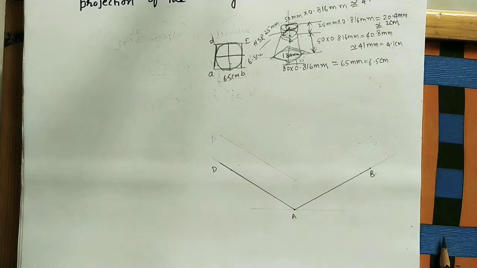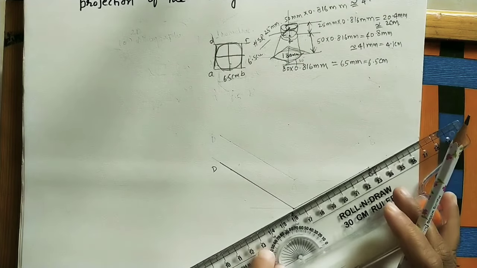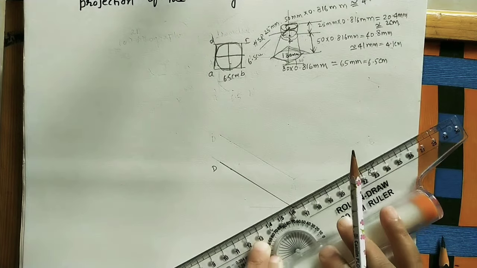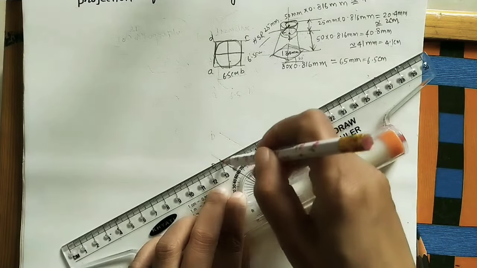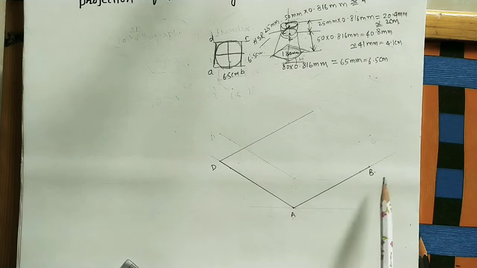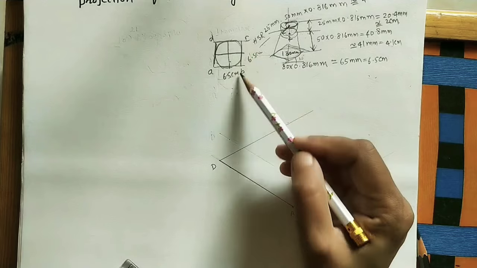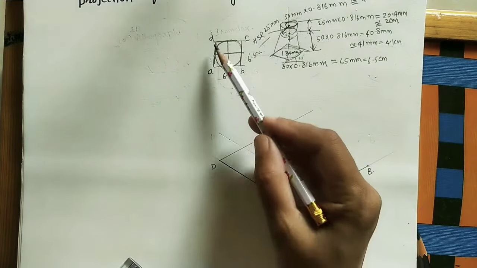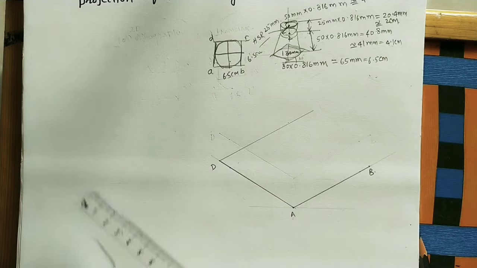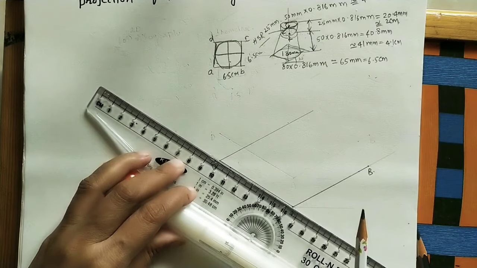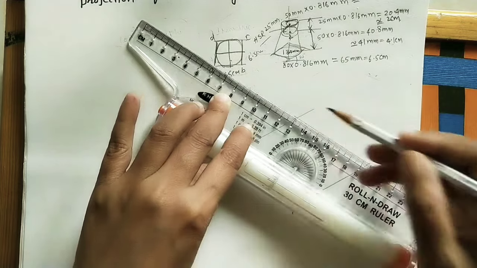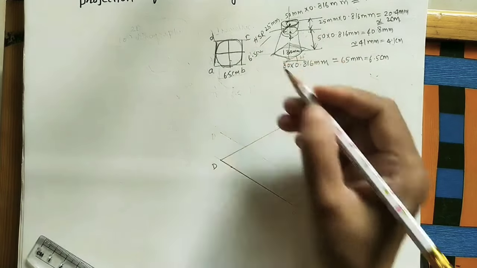For getting the parallel line, keep this roller scale or drafter scale fixed to this line. Okay, and move the scale up to D. Do the line here of some length. After getting this line, at B also do the line BC line parallel to AD. So here we will get BC line parallel to AD. Move the scale here at B, do the line. The intersection point is C point.